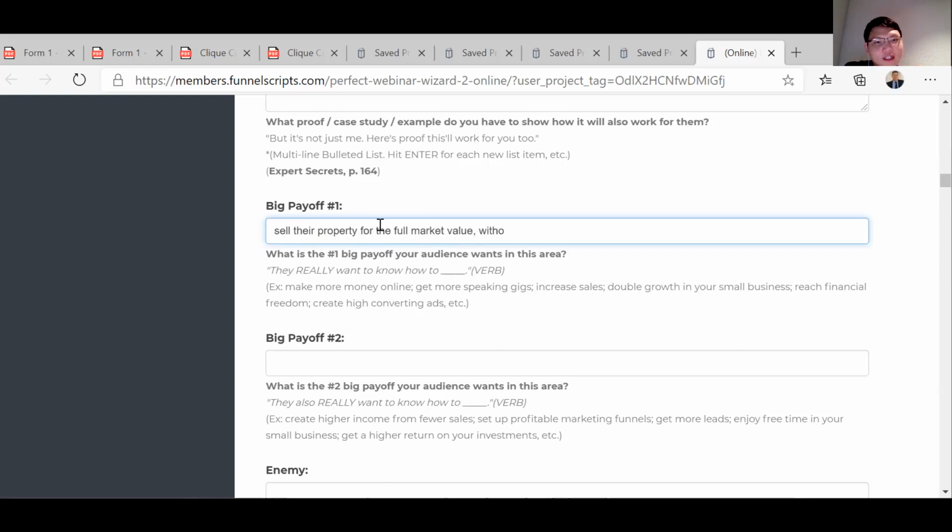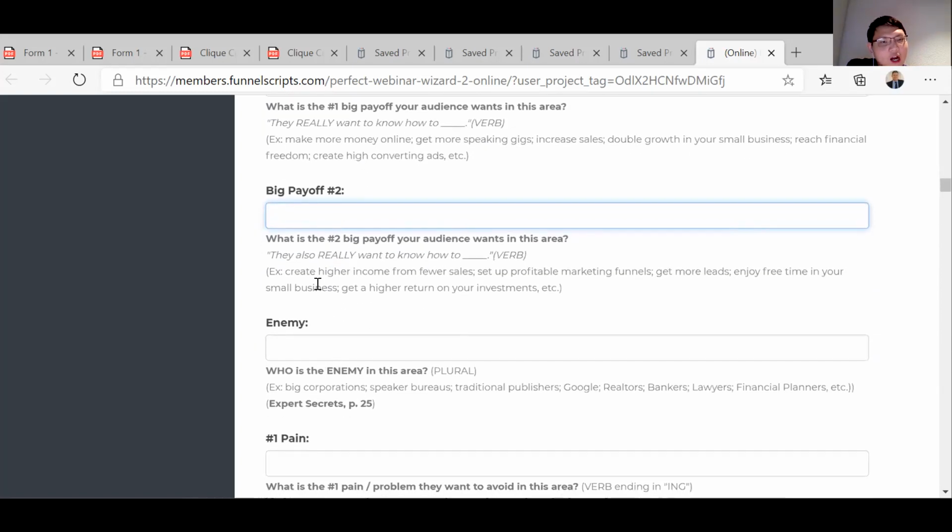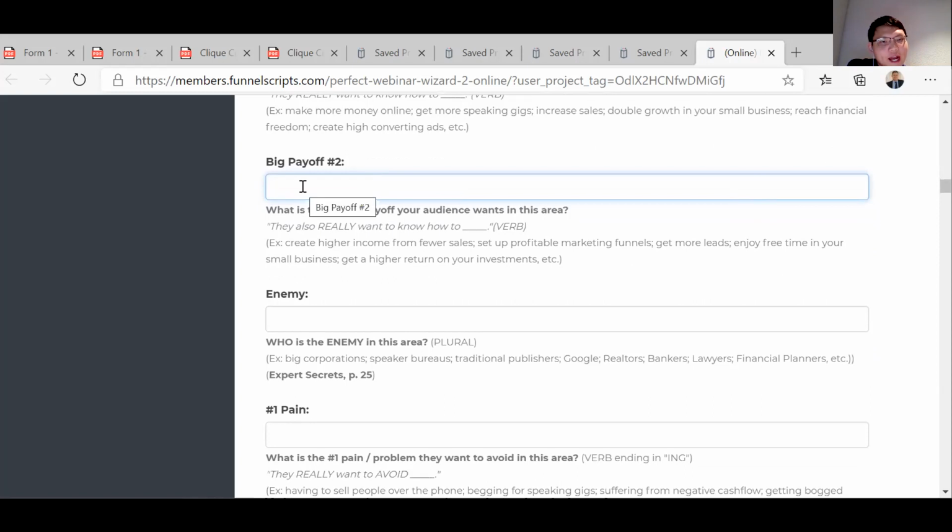The people who come to you are time poor home sellers. They don't want to be involved in too much process. They want you to project manage for them. Okay, big payoff number two is they really want to know how to make sure the property looks more desirable without going through the struggle to find the trade people, because you mentioned you've got trade people.